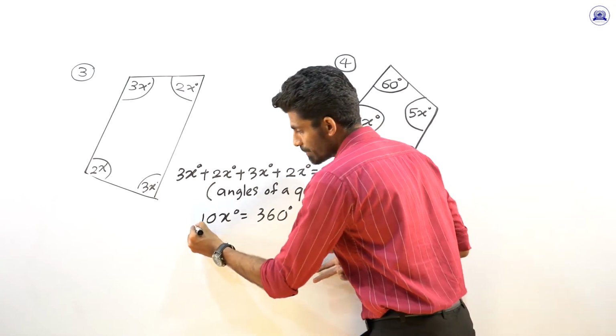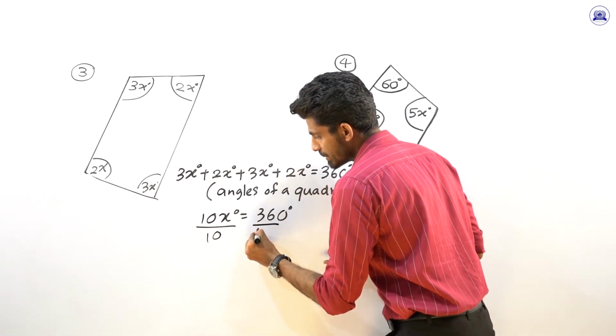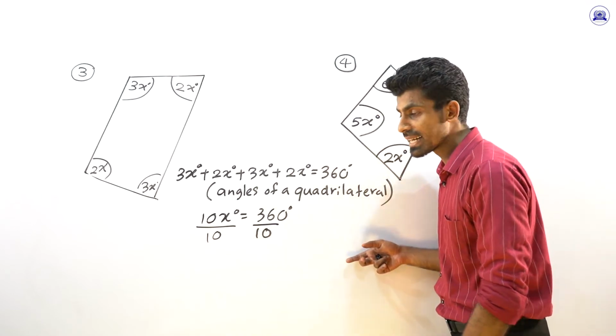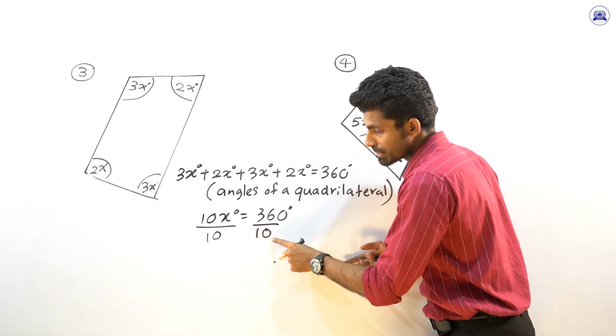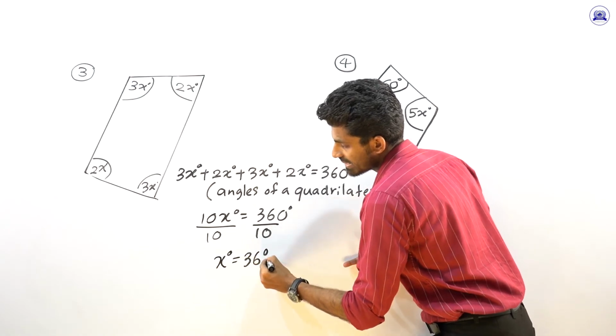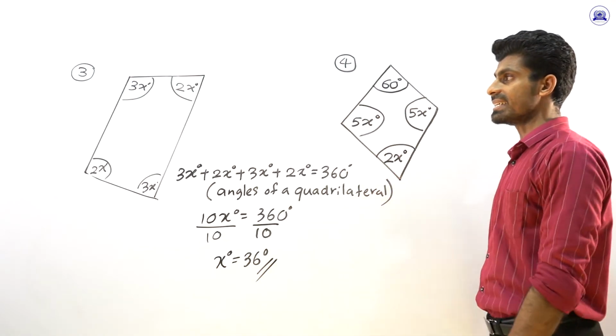You need to divide both sides by 10. 10 to 10 will be cancelled out, and you can cancel out these two zeros. So x equals 36. Very easy.